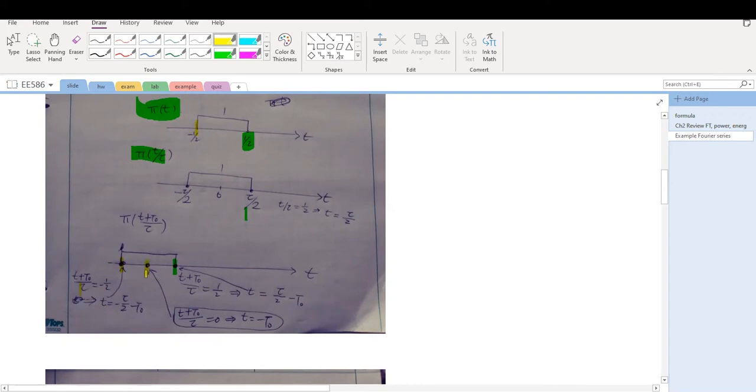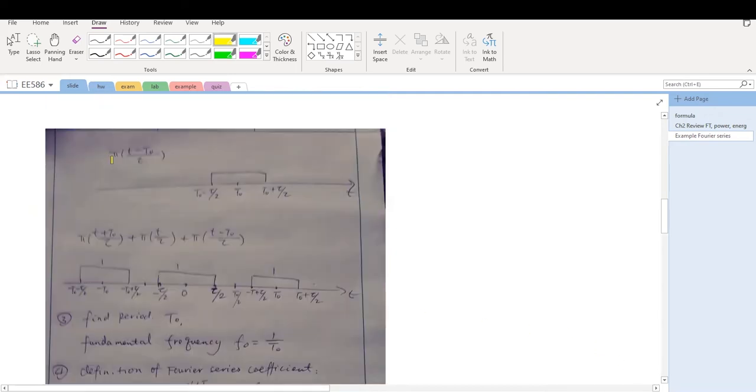And this point, that's the middle point, that's here, that's 0. Solve this, (t plus t naught) divided by tau equals 0. That gives us t equals minus t naught. For this waveform, pi of (t minus t naught) divided by tau, the typical points are t naught plus tau divided by 2, and t naught minus tau divided by 2.